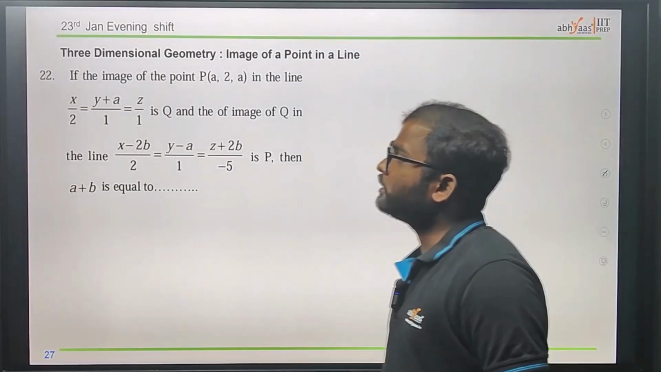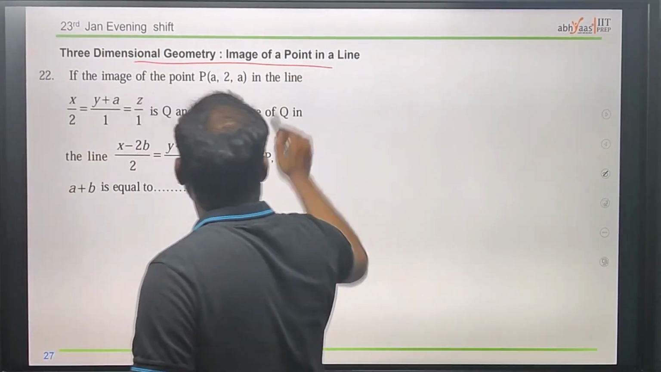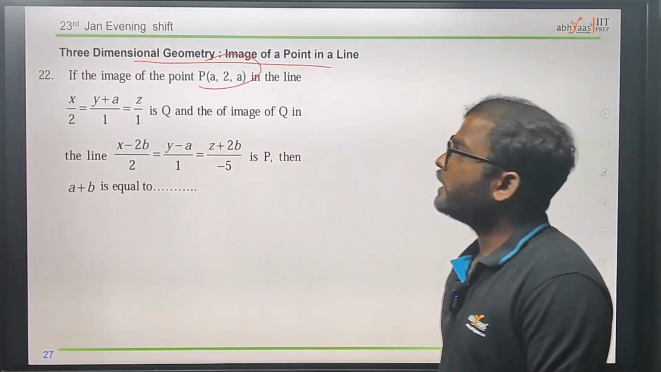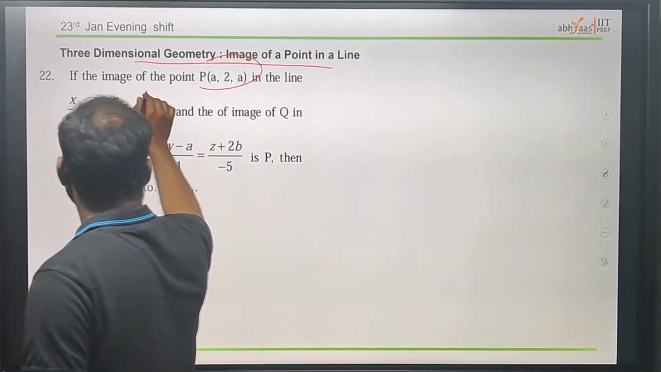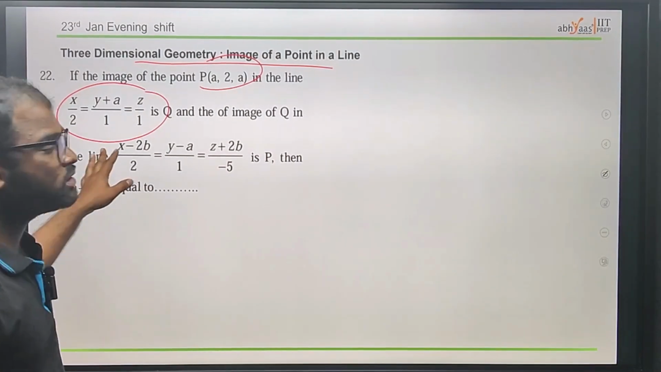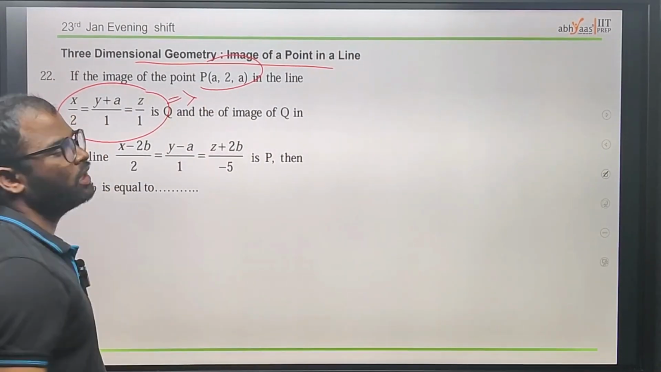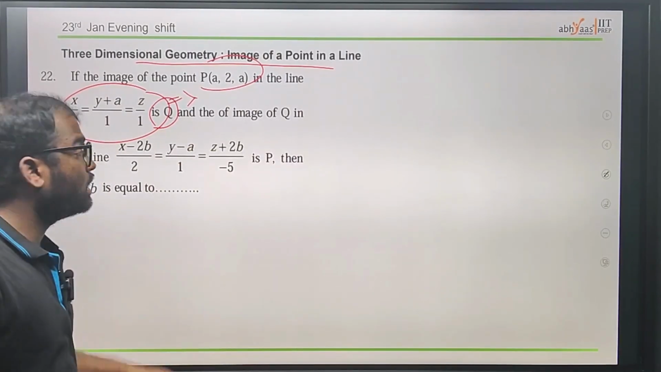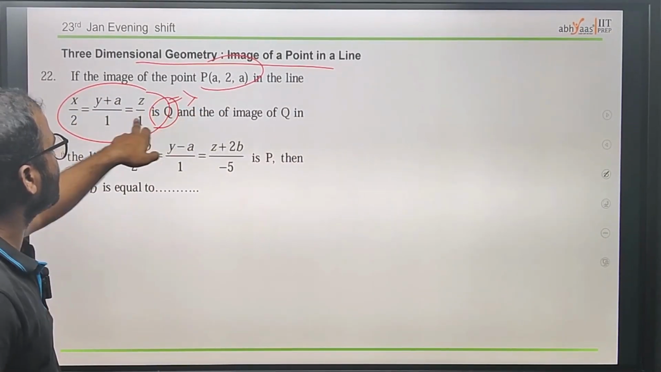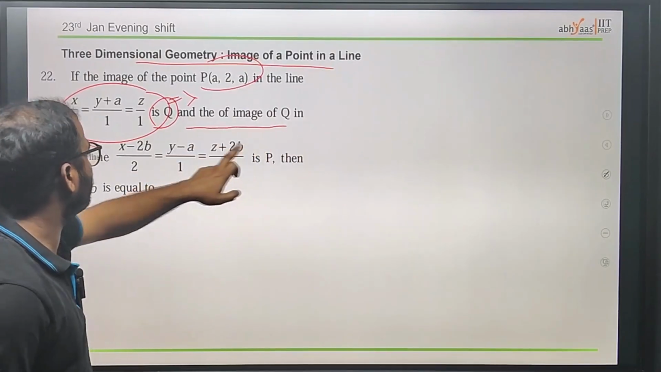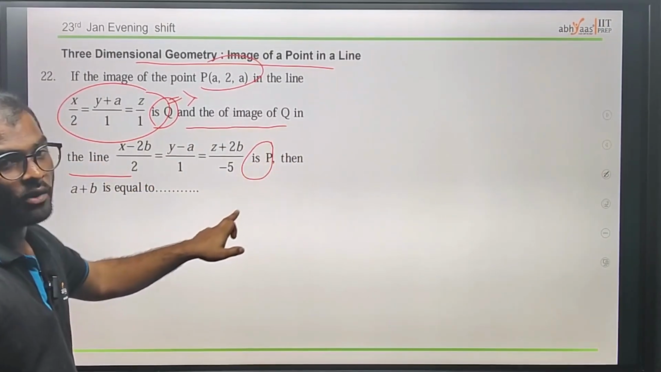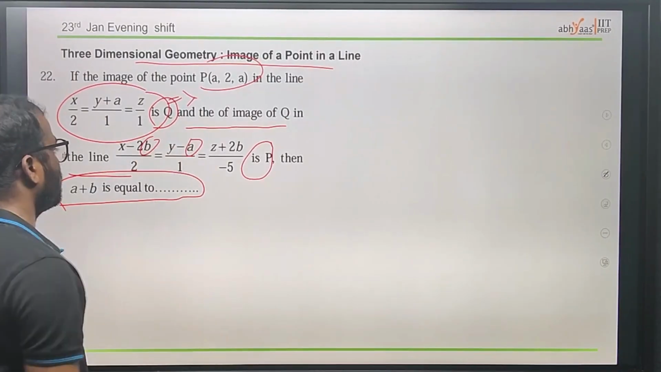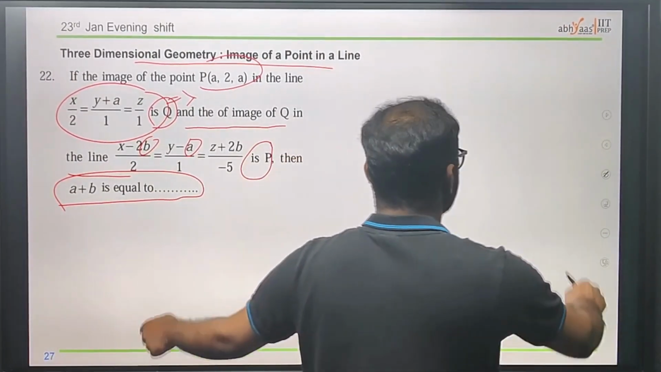Next, we have a question on three-dimensional geometry, which is the image of a point in a line. If the image of the given point (a, 2, a) in the line x by 2 equals lambda, we use this to find the direction ratio. The image of point P in the line is Q, and the image of Q in the line is P. What is the value of a and b? We need to find a and b in order to solve this question.